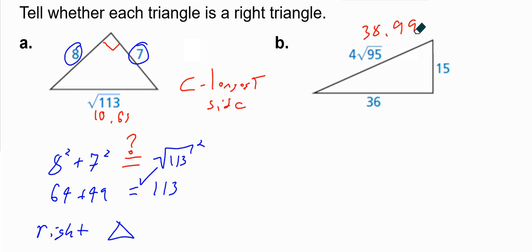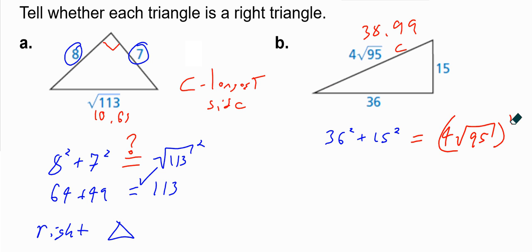On my second example here, if I do 4 square roots of 95, I get about 38.99. That's our longest side, so this would potentially be our C. So I'm going to take my other two legs, 36 squared plus 15 squared, the shorter of the three sides, and set it equal to 4 square roots of 95 squared. So I've got a squared plus b squared equals c squared. I don't know if they're equal quite yet, so let me put my question mark there.